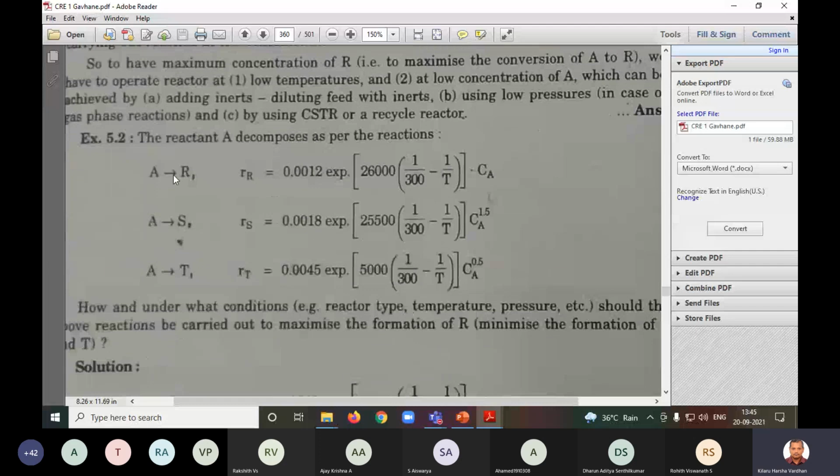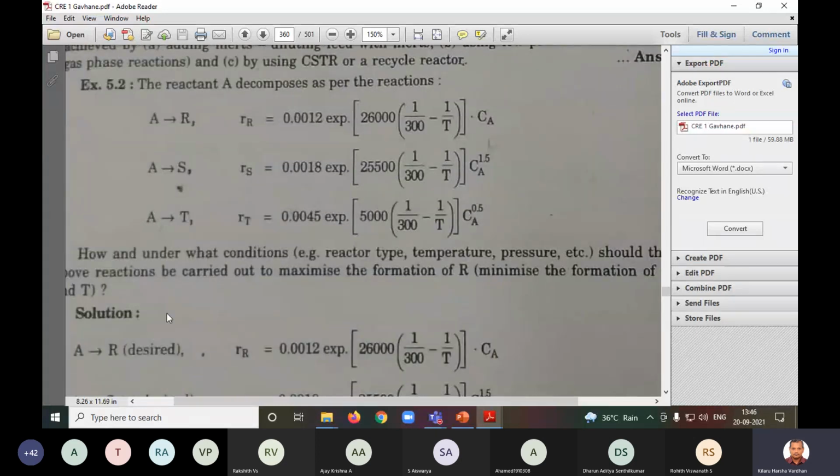There is one more reaction here. A is giving R, A is giving S, A is giving T, and it gives you the pre-exponential factor, the E terms and the temperatures. Ca power 1.5, 0.5. He is asking under what conditions, that is reactor type, temperature and pressure, the above reactions should be carried out to maximize the formation of R. He wants only the maximum formation of R.